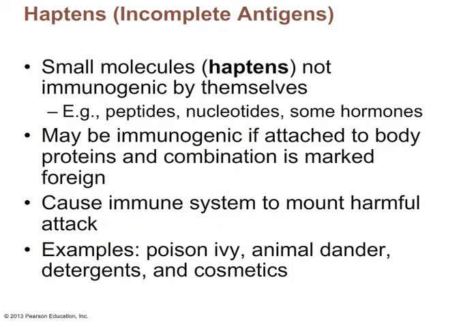On the other hand, haptens are incomplete antigens. They are small molecules that have, by themselves, no immunogenic activity. And these are things such as peptides and nucleotides and some types of hormones. But they may become immunogenic if they are attached to body proteins, and this combination is marked as foreign by the immune system. And so these cause the immune system to mount a harmful attack. For example, we see this with certain types of toxins such as poison ivy, animal dander. Certain detergents will cause an allergic reaction in people, as will cosmetics. So here we're talking about antigens that combine with our body proteins to make something that the immune system will react to. But by themselves, they have no immunogenicity.